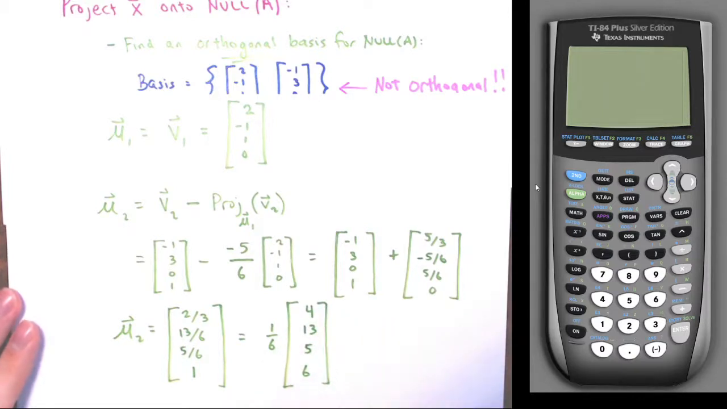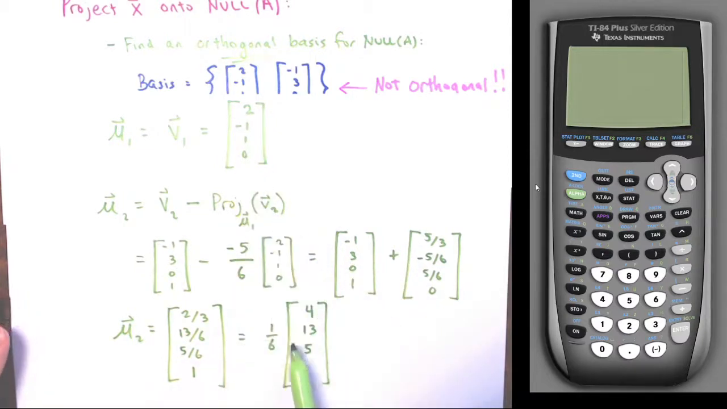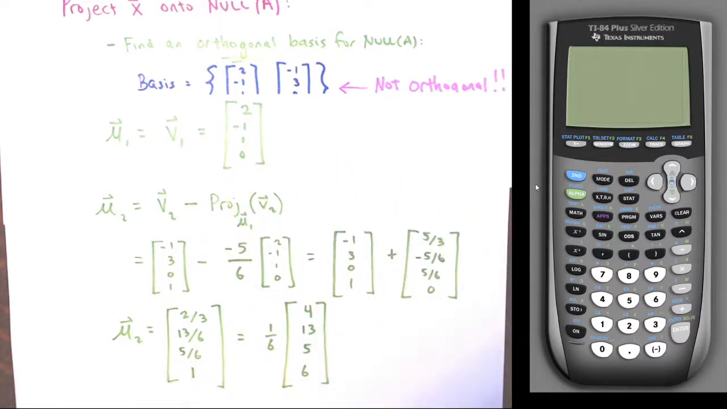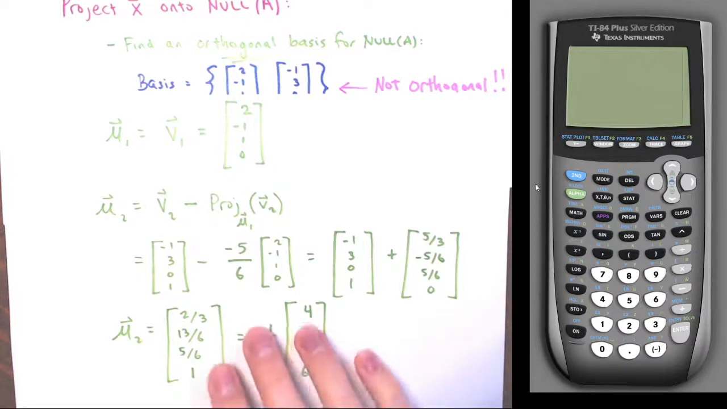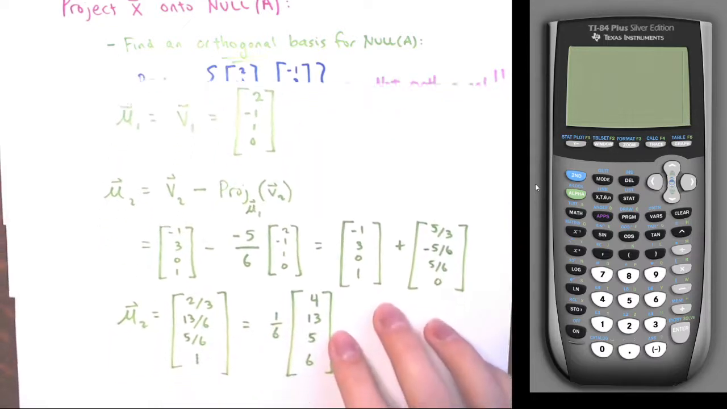Right. So these vectors, 2, -1, 1, 0, and this 2/3, 13/6, 5/6, and 1 form an orthogonal basis for the null space. And you can double check that by taking their dot products and seeing that they are orthogonal. And they are linear combinations of these two vectors from the original basis for the null space, so they belong.